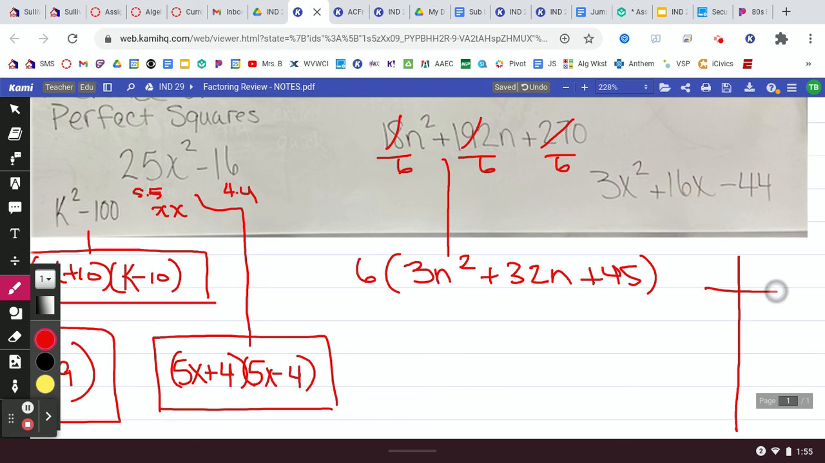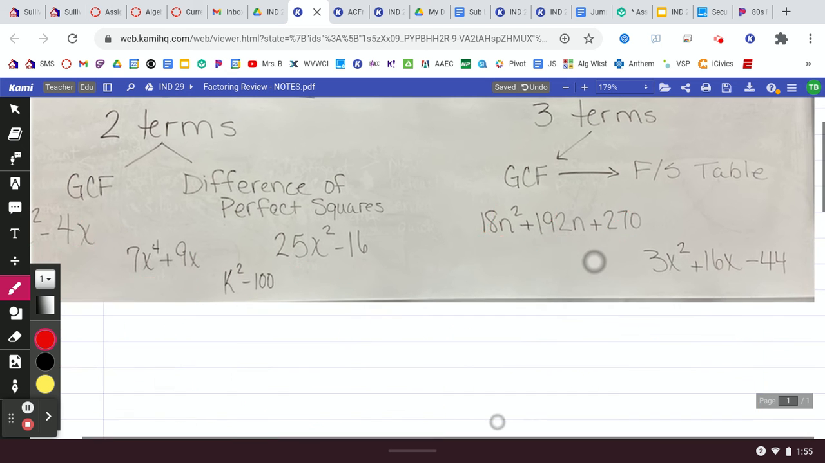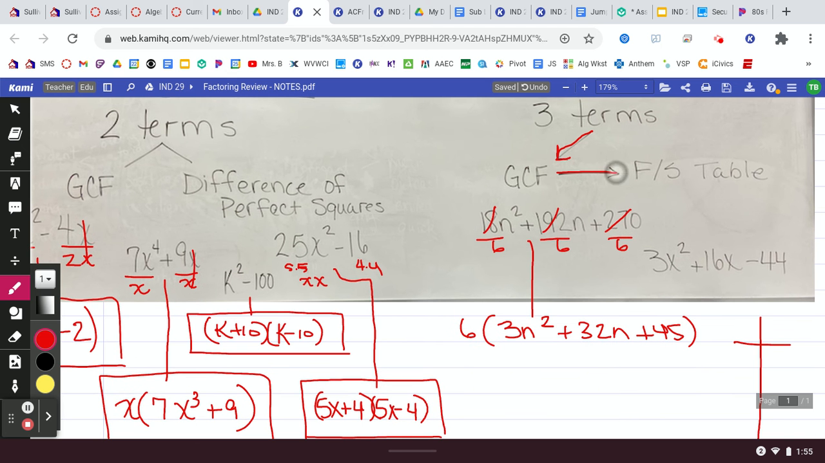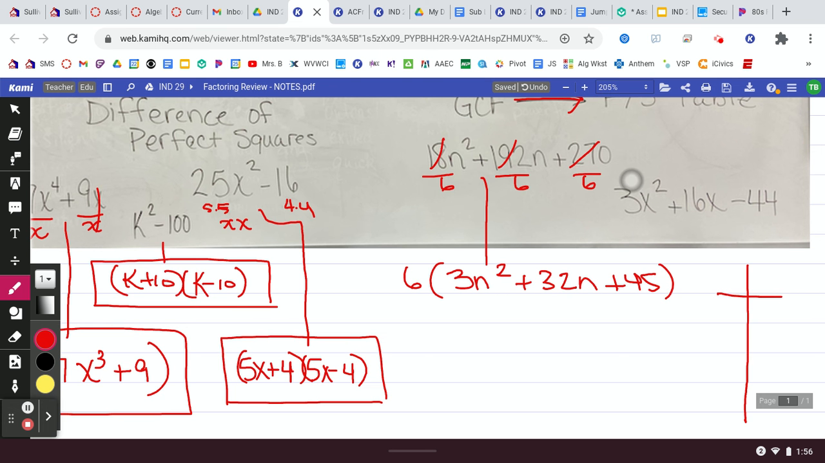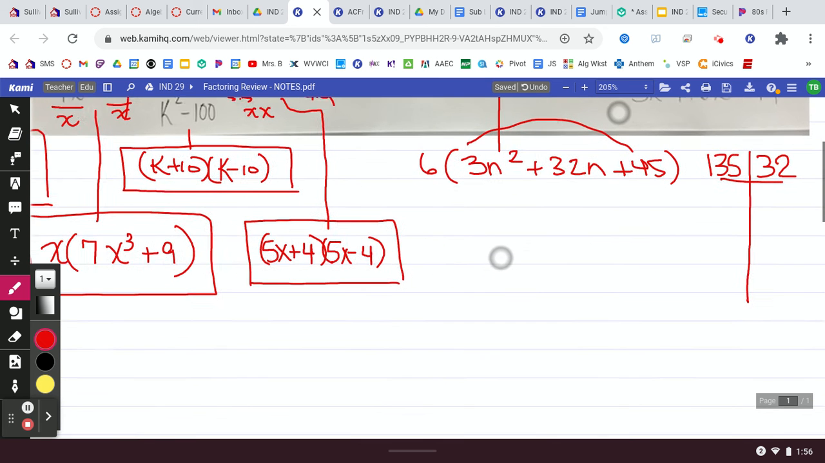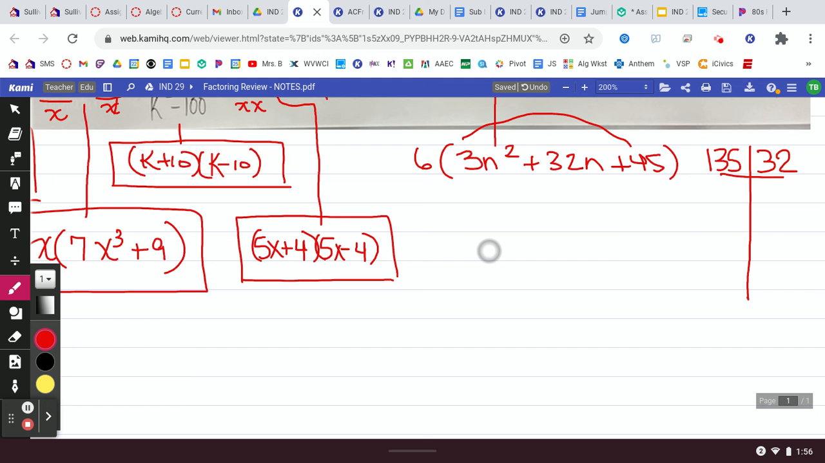So now we go to our factor sum table, which if you look at your notes, you go greatest common factor first, then you do factor sum table, okay? And you have to do the factor sum table when you have 3 terms. So first times last, so 3 times 45 is 135. And your sum is always that center number, so 32. Okay? So for right now, that 6 doesn't go away because when we factor, it doesn't go away. It just goes in a different place. So I'm going to drop that 6 down here, and I'm going to eventually put it in my final answer. So I don't want to forget it. I just want to forget it for a minute.